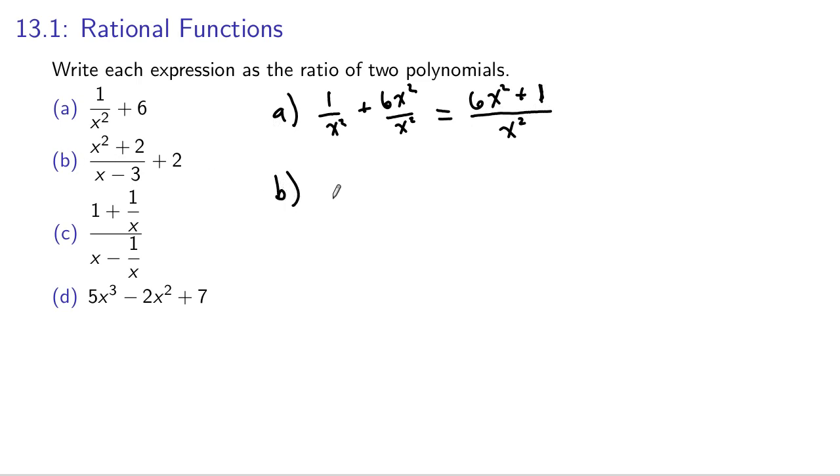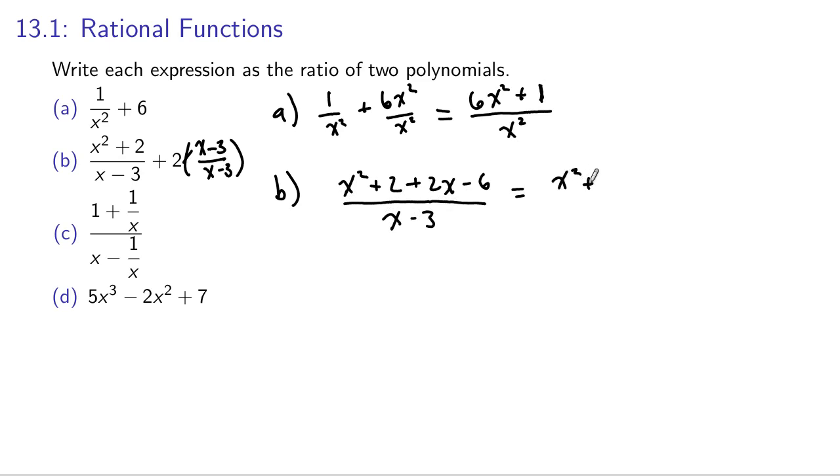Part B, we have x squared plus 2 over x minus 3 plus 2. So we need to multiply the 2 by x minus 3 over x minus 3 in order to do the addition in the numerator, which will give us x squared plus 2 times x minus 3, which is 2x minus 6. 2 times x is 2x, 2 times minus 3 is minus 6. All of that will go over x minus 3, which would equal x squared plus 2x minus 4 when we combine the 2 into negative 6 over x minus 3.